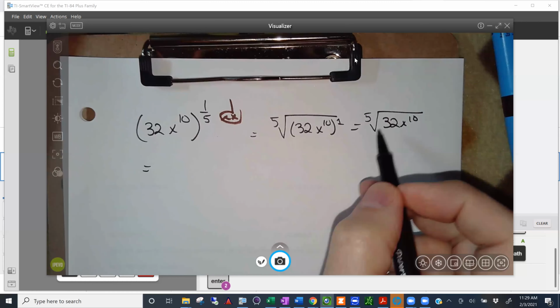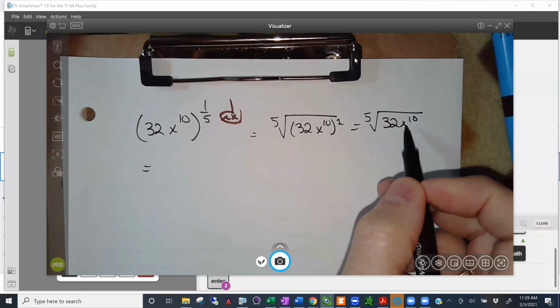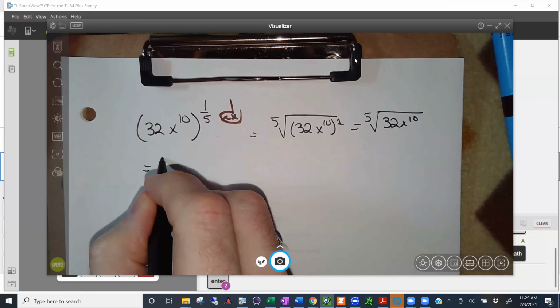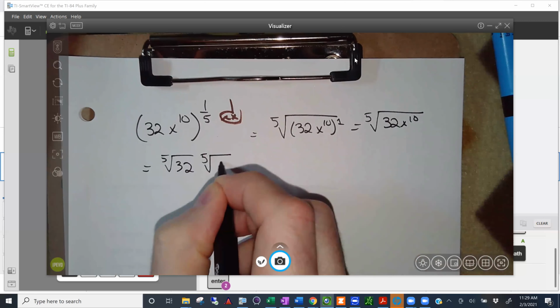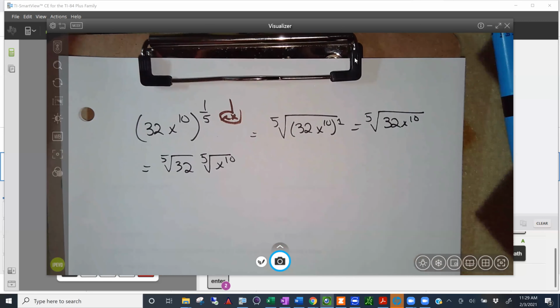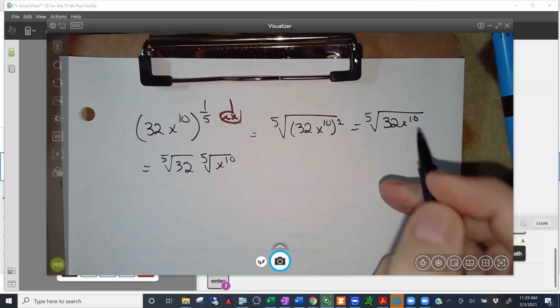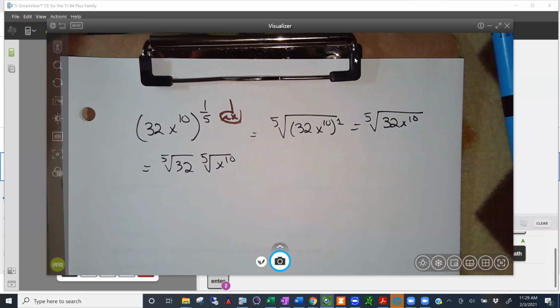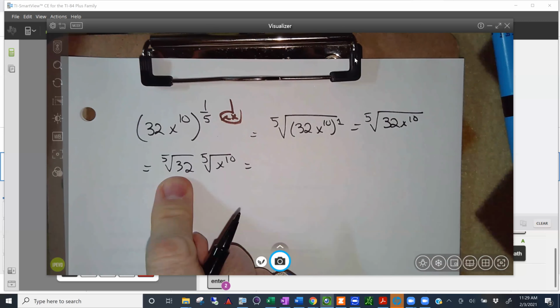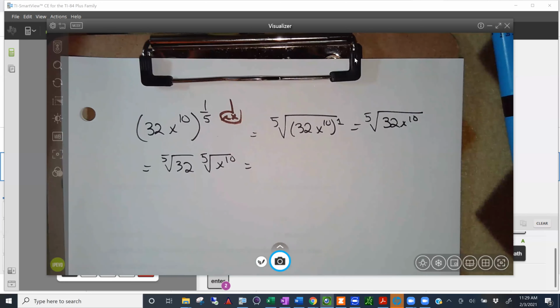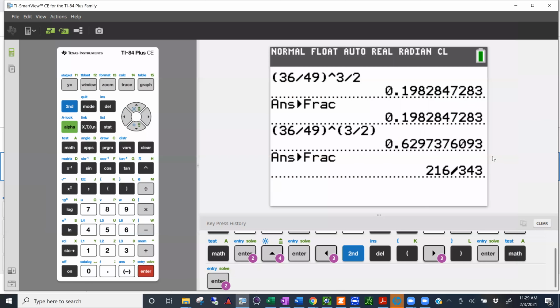Now, what's nice is that I'm multiplying these two together. So I can take a look at the fifth root of 32 and the fifth root of x to the 10th separately. I can do that with multiplication and division. I can't do it with addition and subtraction. I doubt that you've been working with higher roots long enough to know what the fifth root of 32 is. So find that on your calculator. And if you need some help, let me show you on a graphing calculator. So again, I want to clear out some stuff here.